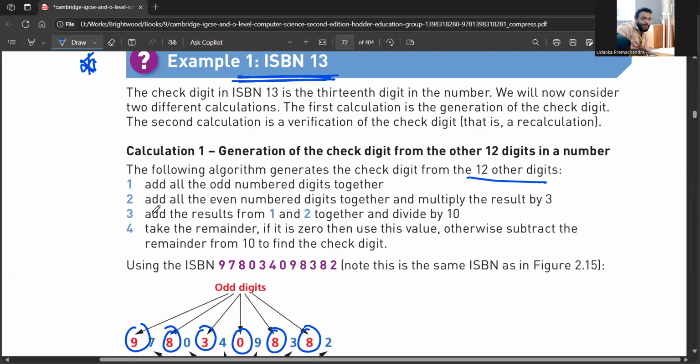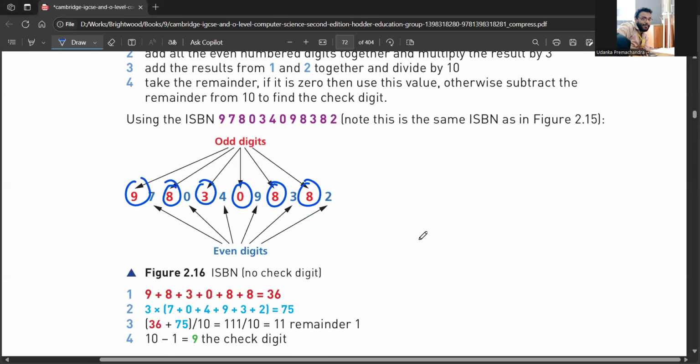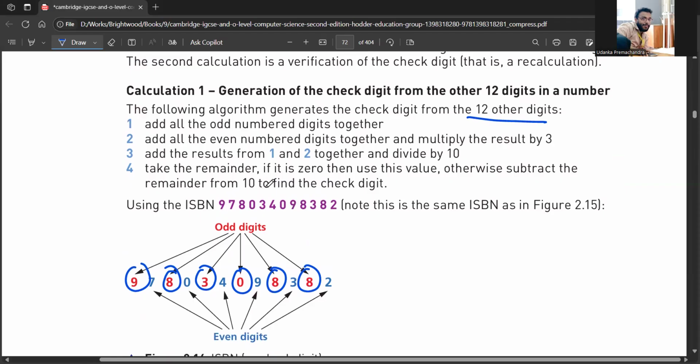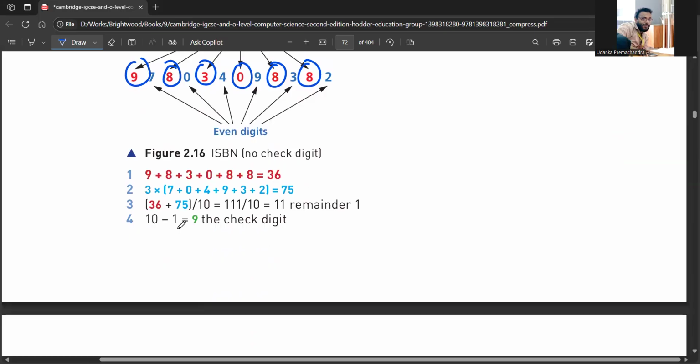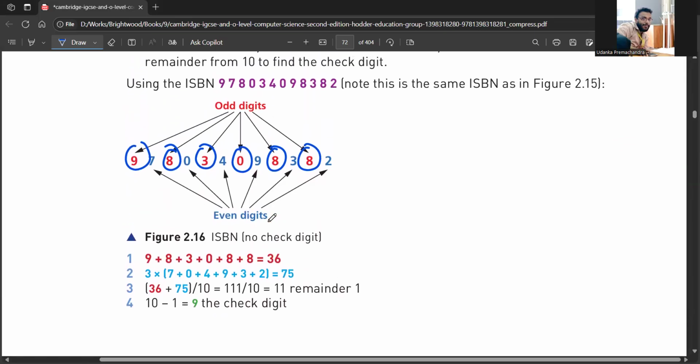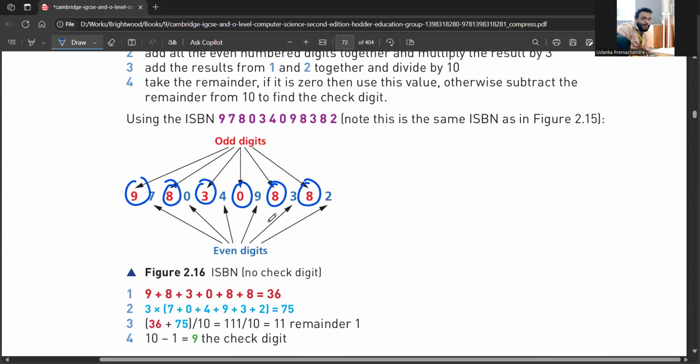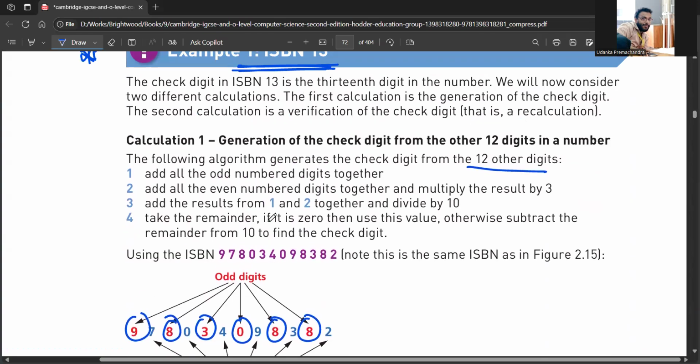Next, add the results from steps 1 and 2 together and divide by 10. Actually, it is 11 and remainder 1. Take the remainder. If it is 0, use this value, otherwise subtract the remainder from 10 and find the check digit. If the check digit is 9, you should get the check digit as that number.